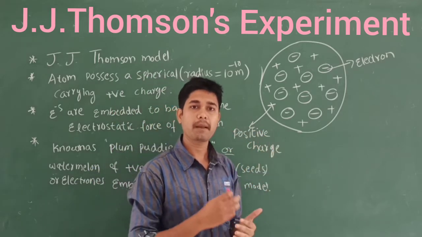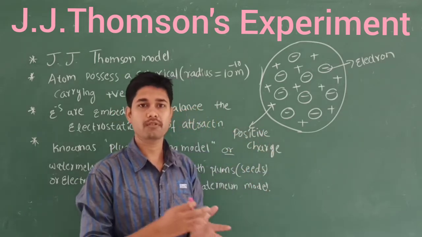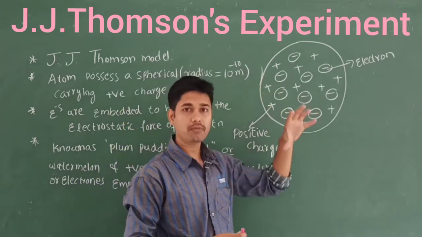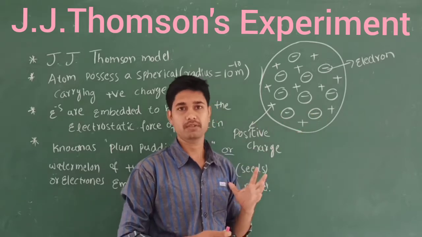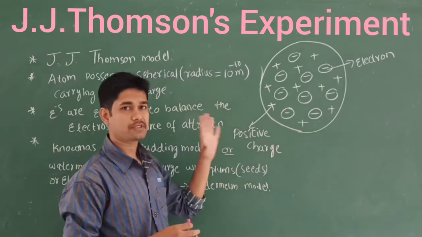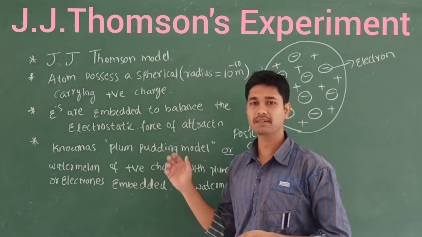It became the plum pudding model. Why is it called the plum pudding model? Because of this positive medium in the atom, which is like a pudding with the electrons in it. So like this, he proposed his theory. Let's see the summary of this.